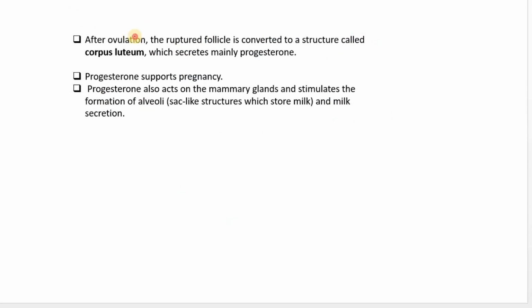After ovulation, that means the process of release of mature Graafian follicle, the ruptured follicle is converted into a structure known as corpus luteum. This corpus luteum secretes progesterone. Progesterone supports pregnancy, and it also acts on mammary gland and stimulates the formation of alveoli. Alveoli are the structures in which milk is stored.